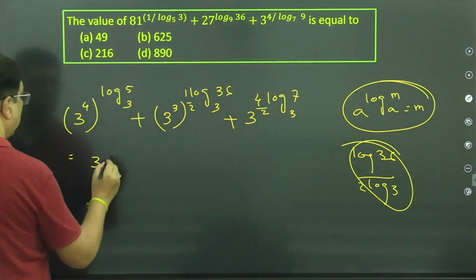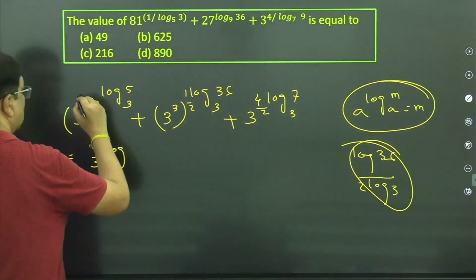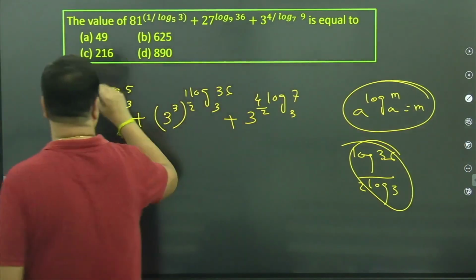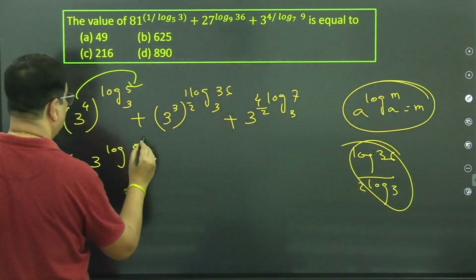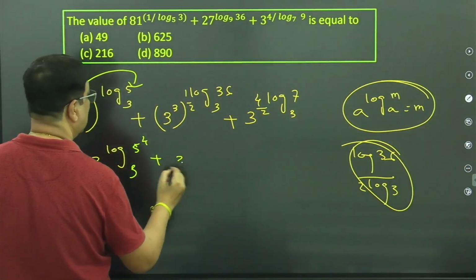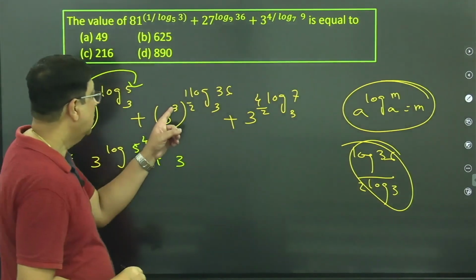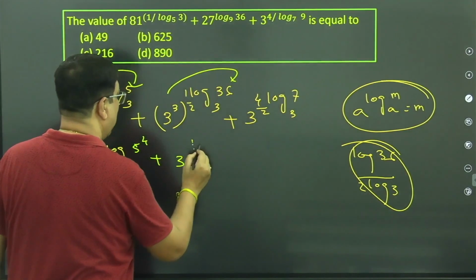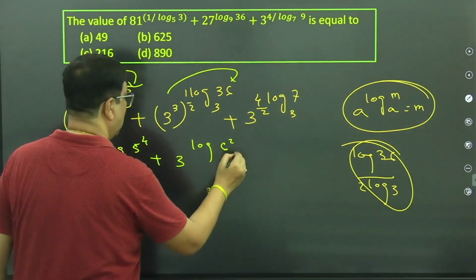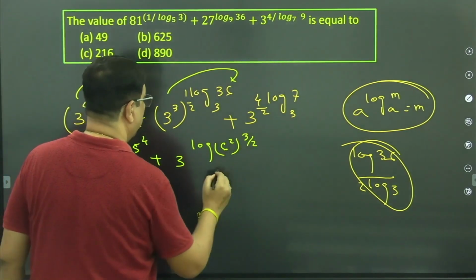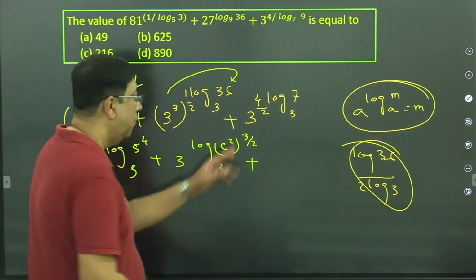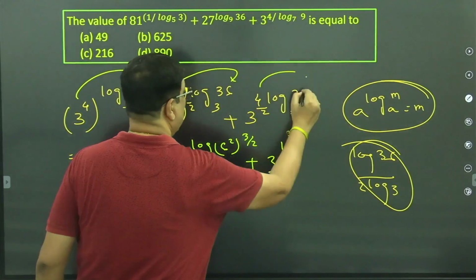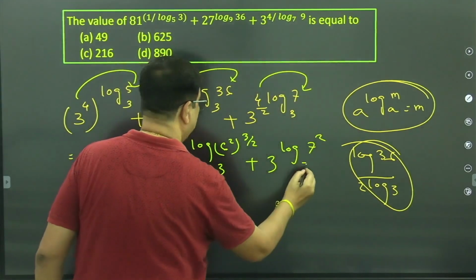So 3 to the power log, this power is coming here, everybody. So 5 to the power 4 plus 3 to the power, look here, this 3 by 2 power, 3 by 2 is coming here. 3 to the power log 6 square whole to the power 3 by 2 base 3, plus 3 to the power 4 by 2 is 1. Here 3 to the power log, this power will also come here, 7 square base 3.